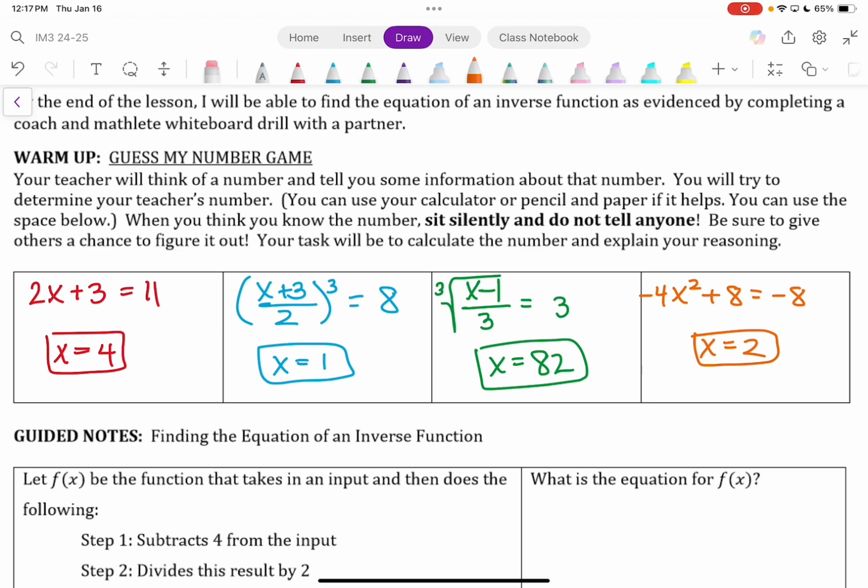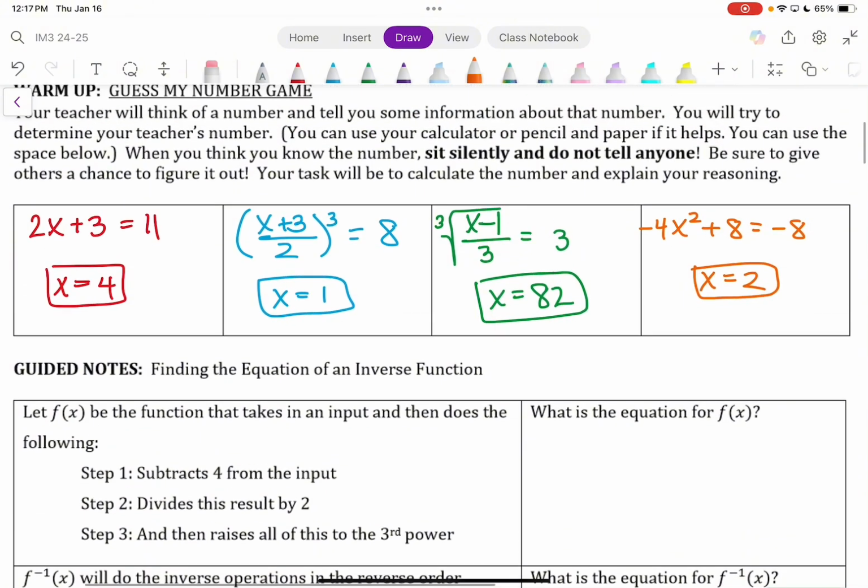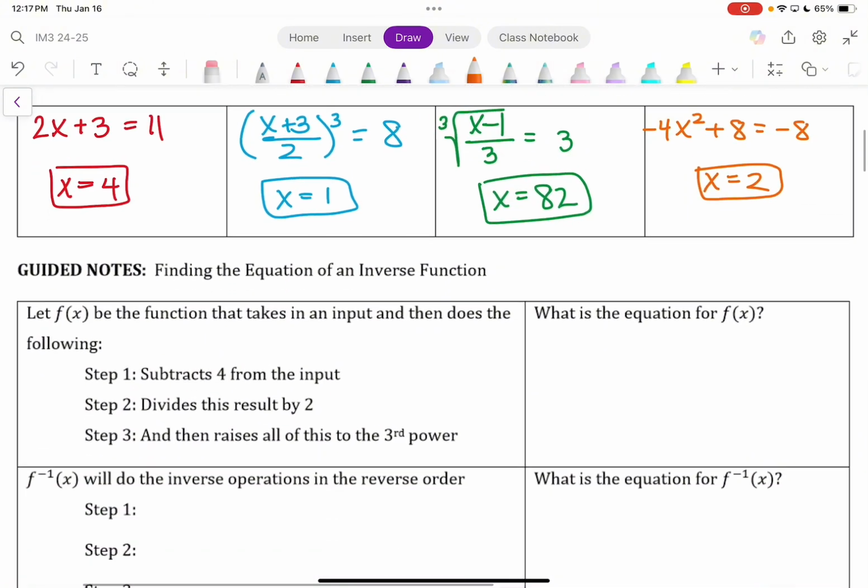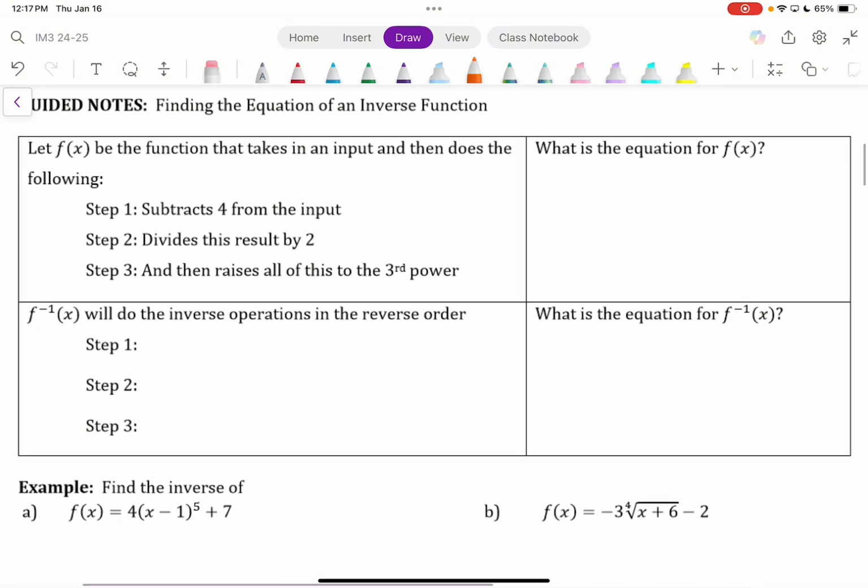which is what I wanted you guys to do in this case. So this warm-up is going to set us up nicely for the guided notes, because to find the inverse equation of a function, you have to work backwards essentially, right? So let's go ahead and look at the guided notes, and we're going to fill this out together, all right?